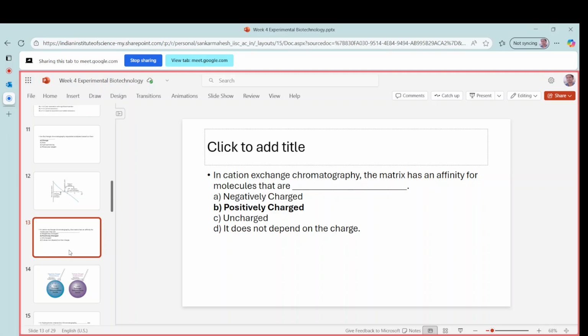The next question is a relevant continuation from the previous question. In cation exchange chromatography, the matrix has an affinity for molecules that are dash. So earlier I defined what cation exchange chromatography is and what anion exchange chromatography is. So now you will have to decide in cation exchange chromatography the matrix has affinity for what kind of molecules. That is, at that particular pH, are the molecules positively charged or negatively charged?